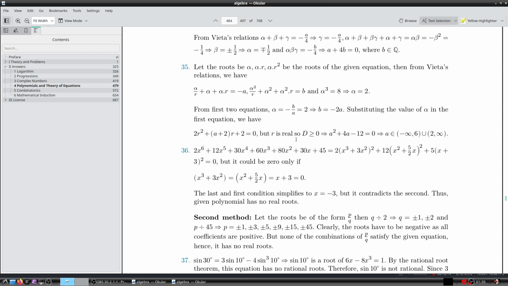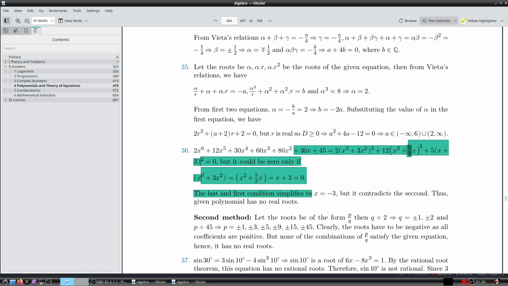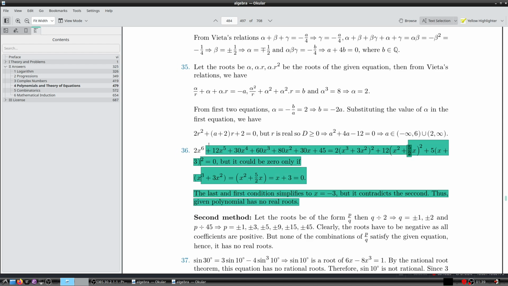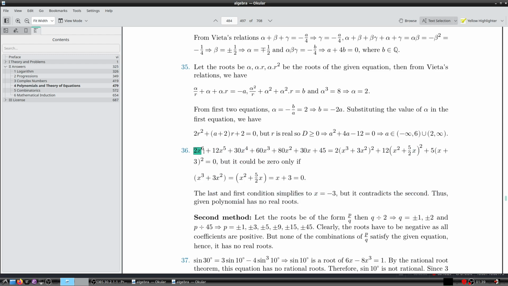So the first solution in this case is a very clever solution. It is very hard to come up with such solutions in general. It requires a lot of thinking that this equation can actually be presented in this form. It takes a bit of insight.